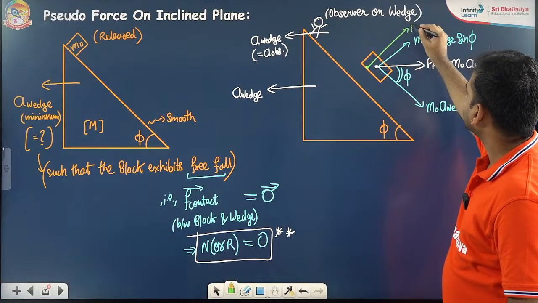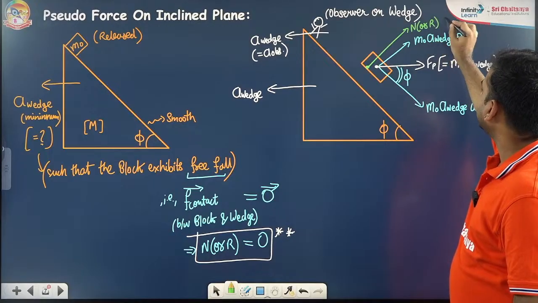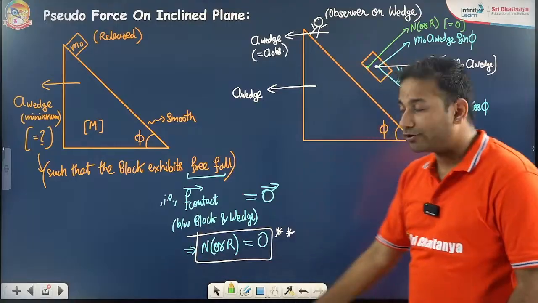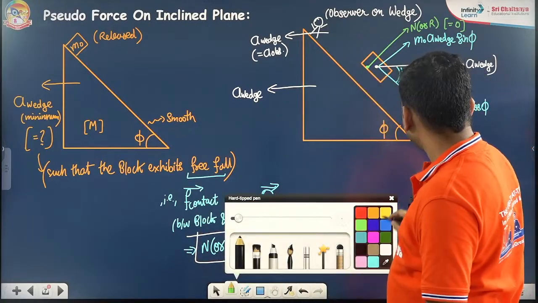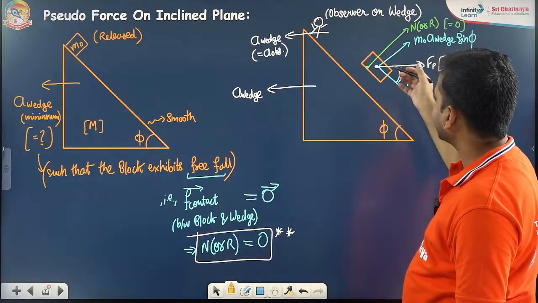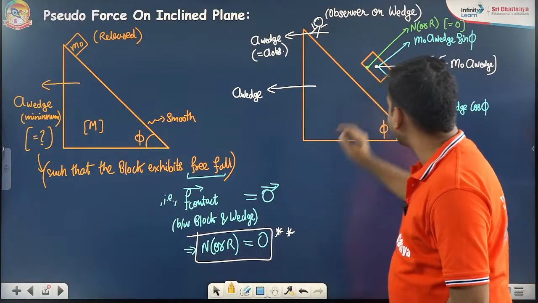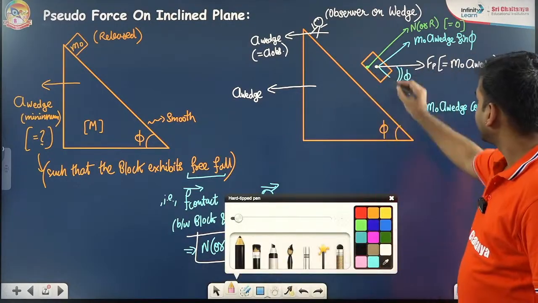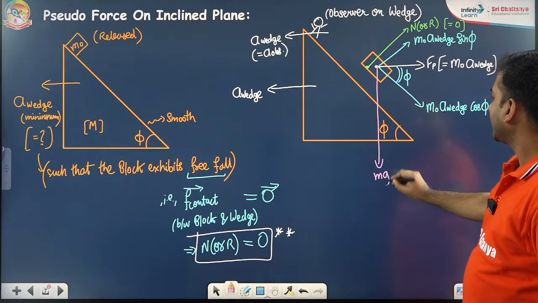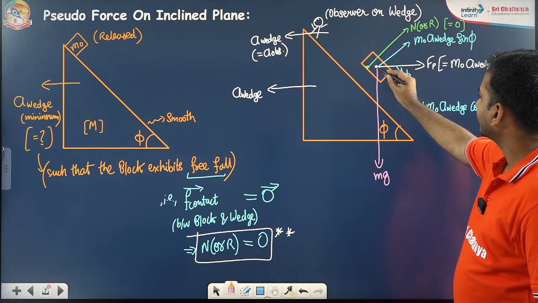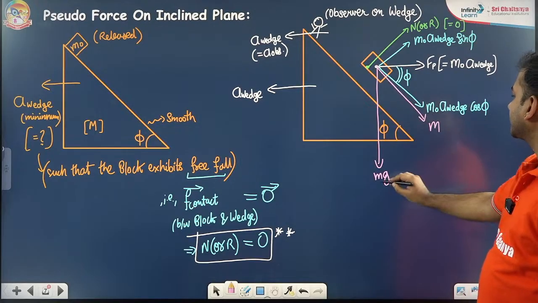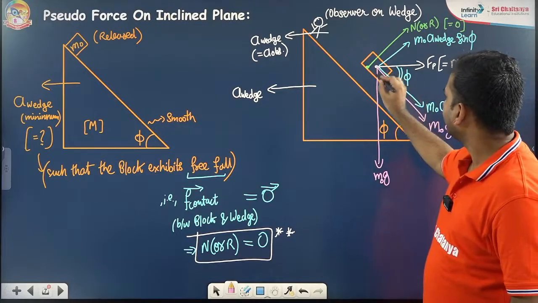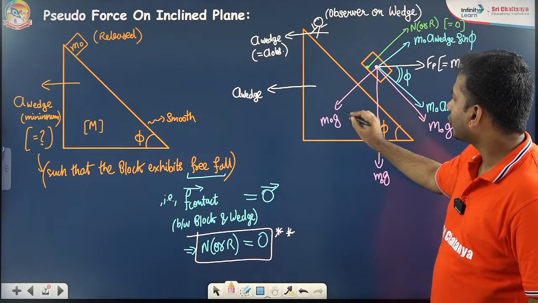There will be a normal reaction N or R, which you are interested to make 0. Only then will you call it a free fall motion. And here there will be another mg as well. So I should draw it this way, that this is mg. I will say this component here, we all know, comes m0 g sin phi, and this component will be m0 g cos phi.